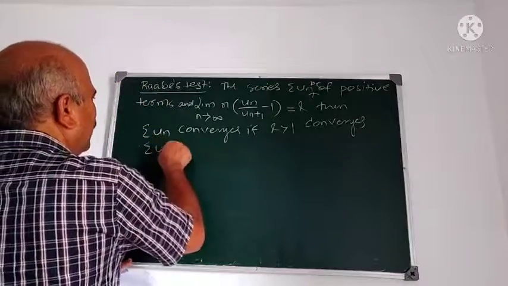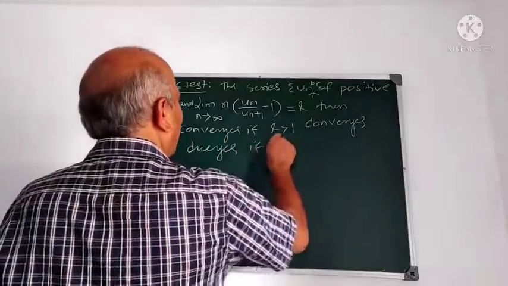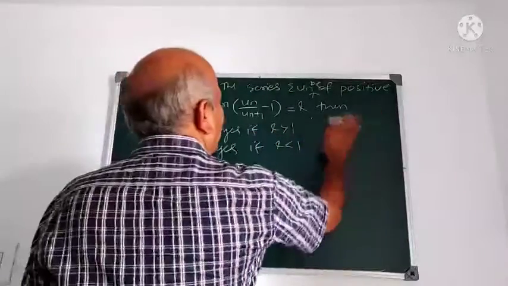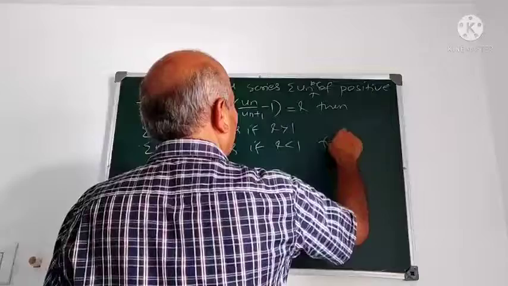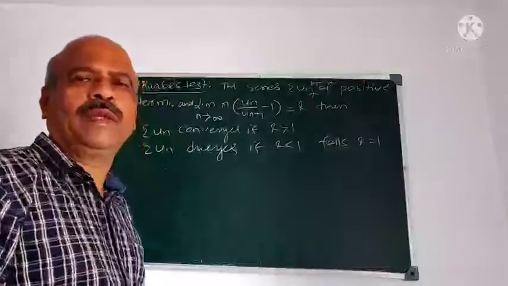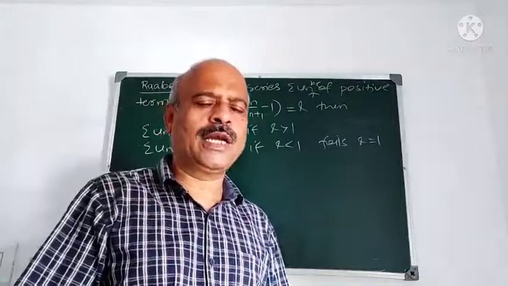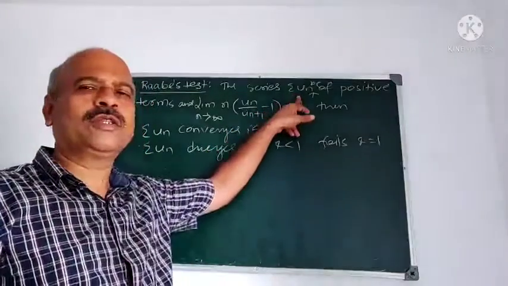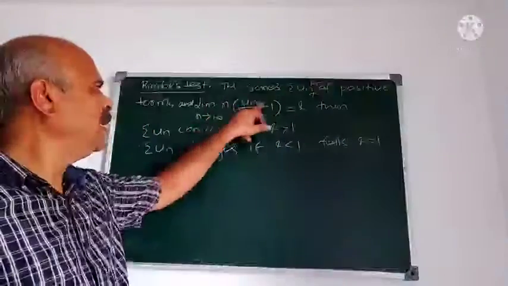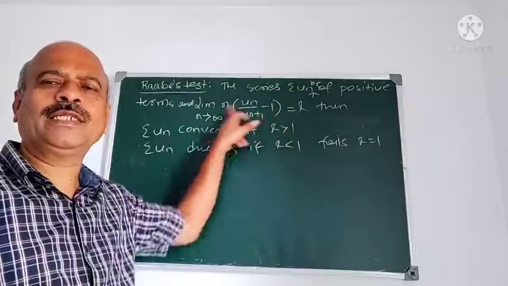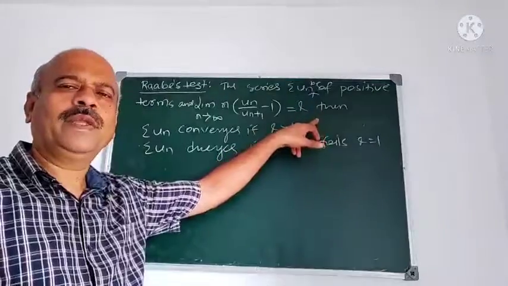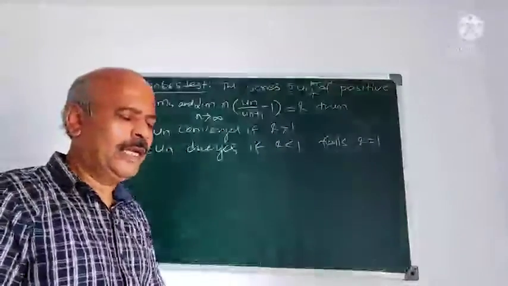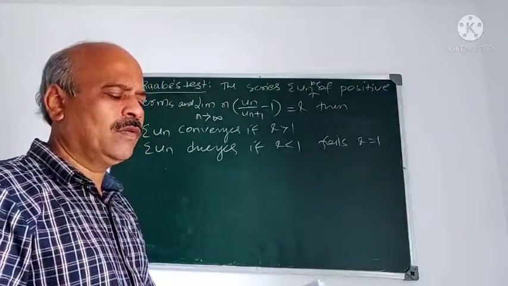And sigma un diverges if L less than 1. And the test fails when L is equal to 1. This is Raabe's test. What does the test say? We are dealing with only positive term series here. Sigma un is a series of positive terms. Suppose limit n into, this is important, un upon un plus 1 minus 1 as n tends to infinity is L, then if L greater than 1 converges, if L less than 1 sigma un diverges, and the test fails when L is equal to 1.